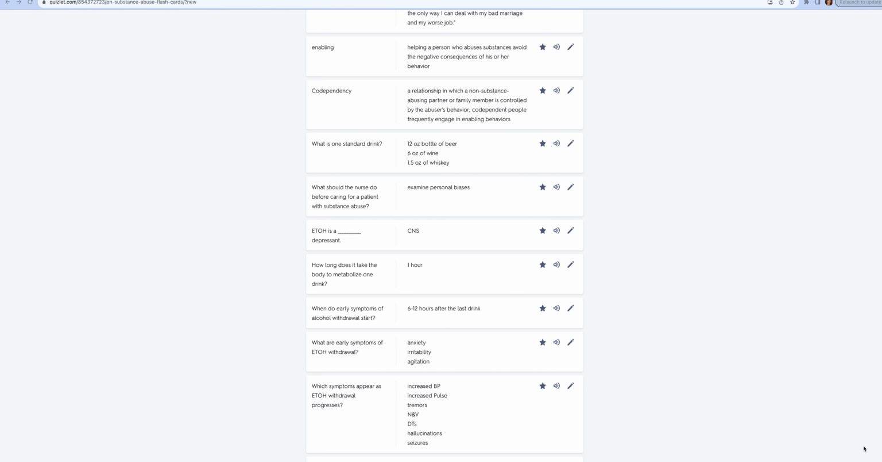When do early symptoms of alcohol withdrawal start? For somebody that is dependent on alcohol, meaning they drink every day, if they don't drink it, they're going to start having withdrawal symptoms. These symptoms are going to start 6 to 12 hours after the last drink. The early symptoms in this 6 to 12 hour period are going to be anxiety, irritability, and agitation.